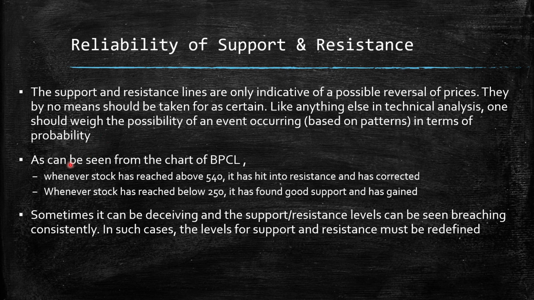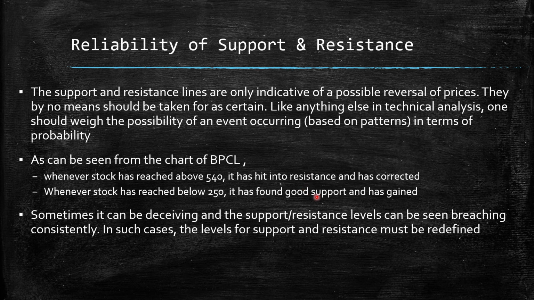And as can be seen from the charts of BPCL, anytime the stock has touched its peak, which was probably 540, it has hit its resistance and has corrected. Whenever the stock has reached somewhere below 250 or that range, it has found decent support levels and has gained back. We have seen this happening at least 4 to 5 times, both for resistance as well as for support.